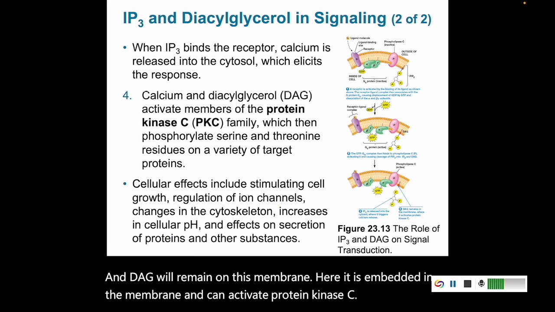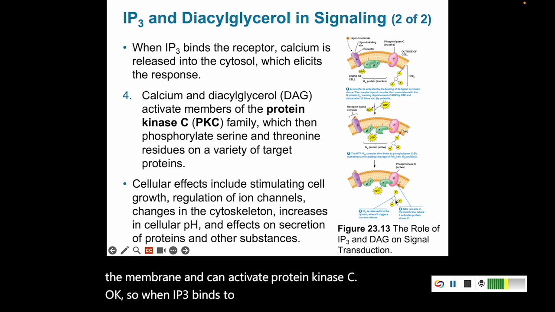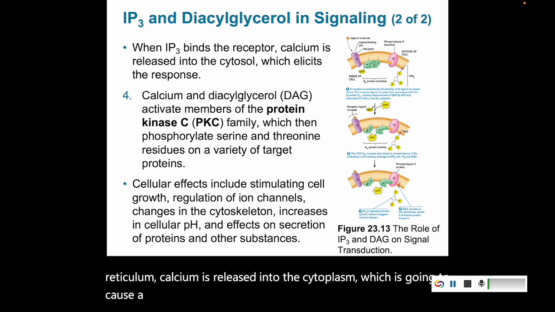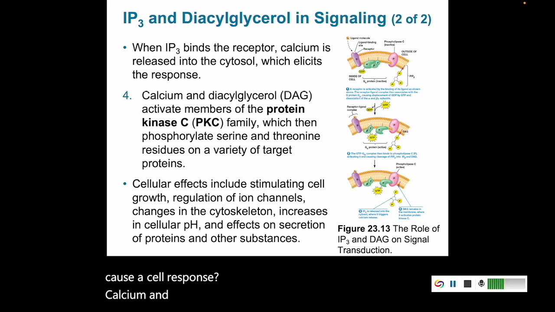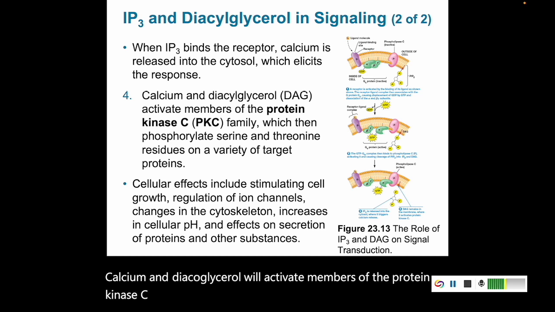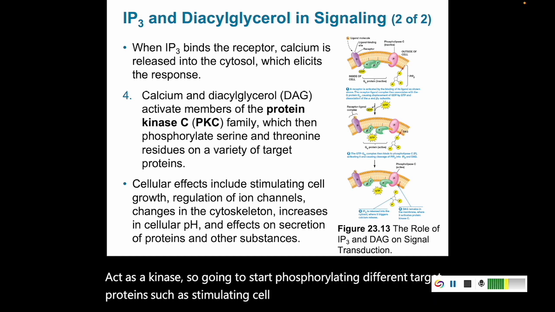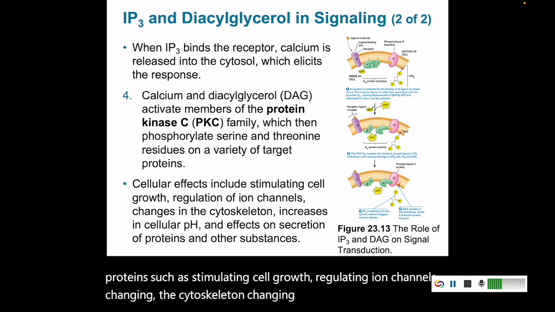Okay, so when IP3 binds to the receptor on the endoplasmic reticulum, calcium is released into the cytoplasm, which is going to cause a cell response. Calcium and diacylglycerol will activate members of the protein kinase C family, which are going to act as a kinase. They're going to start phosphorylating different target proteins, such as stimulating cell growth, regulating ion channels, changing the cytoskeleton, changing the pH of the cell, and affecting what is being secreted.